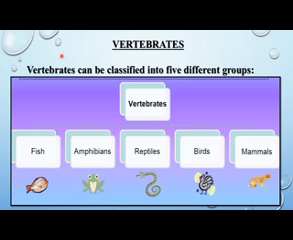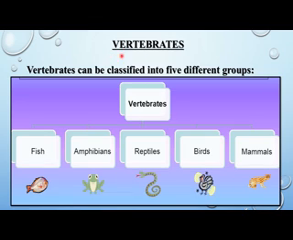Now, animals are divided into two main groups on the basis of the presence of their backbone. Those animals which do not have a backbone are called invertebrates, and those animals which have a backbone are called vertebrates. In our previous videos we already discussed the characteristics and examples of different invertebrates. So today our main topic is vertebrates. We will discuss the groups of vertebrates, the animals included in each group, and their characteristics.